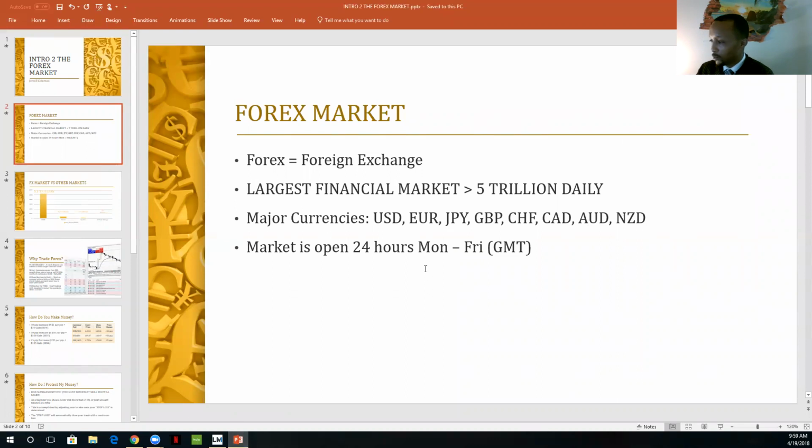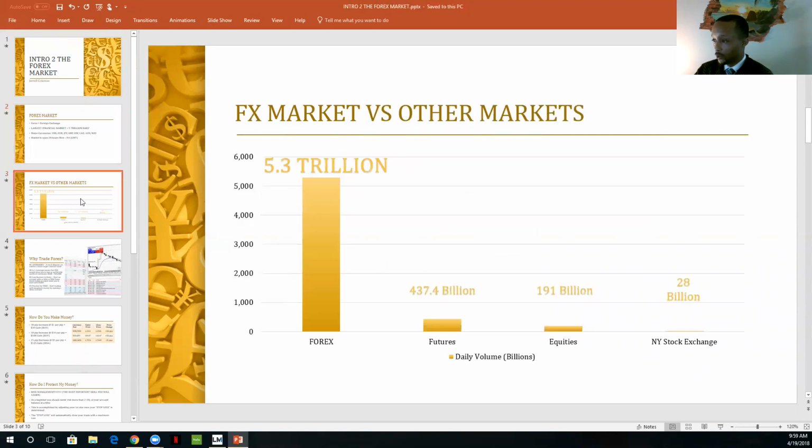Oh yeah, the market's open 24 hours a day, Monday through Friday. So it closes Friday at 5 p.m. Eastern Standard Time, opens back up Sunday, 5 p.m. Eastern Standard Time. So I can literally make trades all day, all night, work whatever kind of hours I want to work, to make a trading schedule.